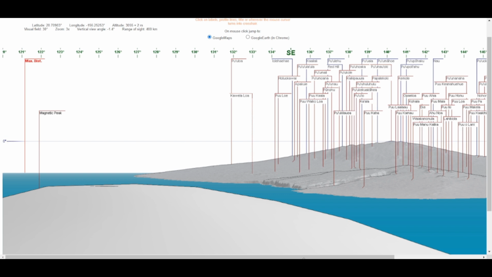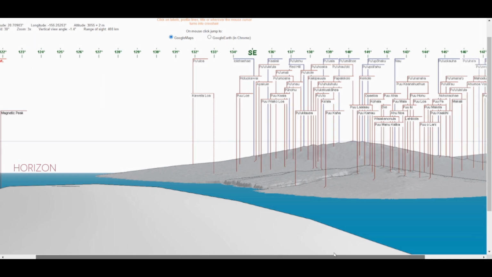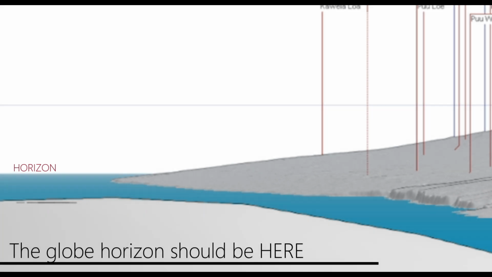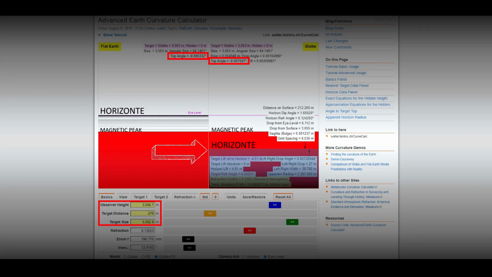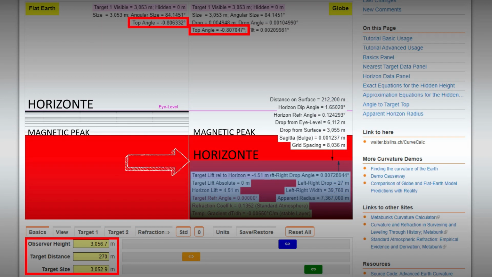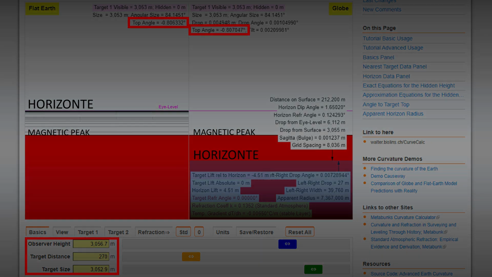The software drops Mauna Kea down to eye level because that's what it's designed to do. Then it places the horizon above magnetic peak. And this is a lie, because in the ball Earth the horizon would have to be seen below this peak. What happens is that in reality the horizon is normally observed above the magnetic peak, but this is a consequence of the flat Earth, not the globe.